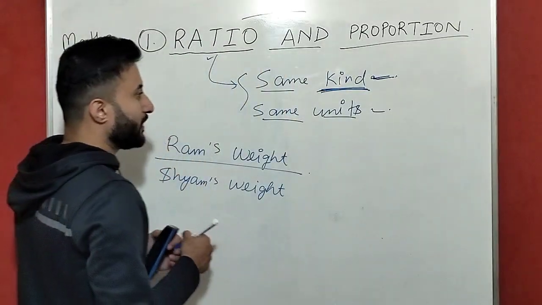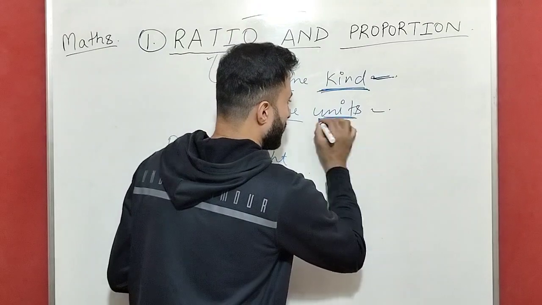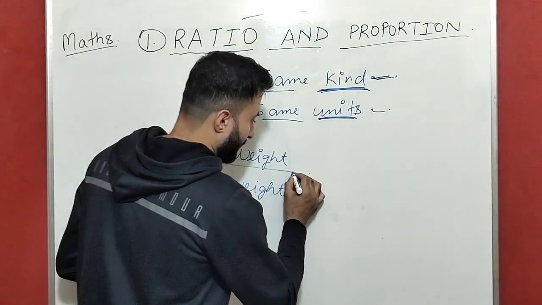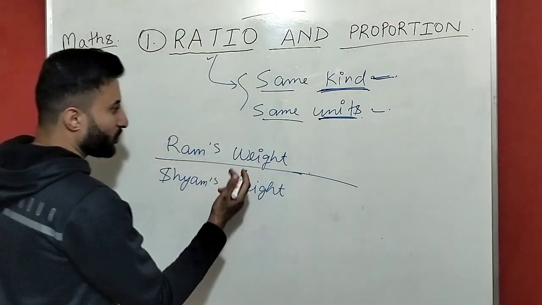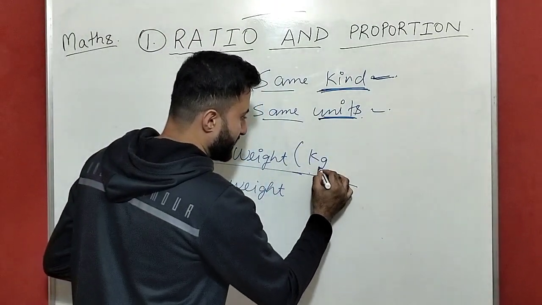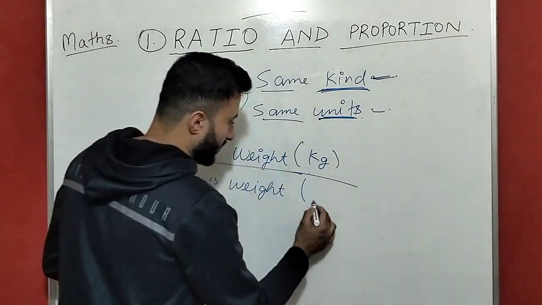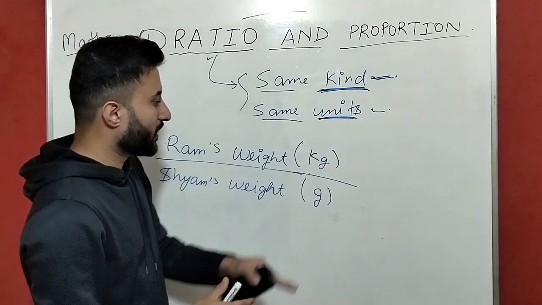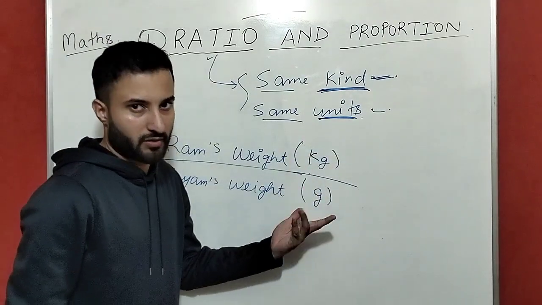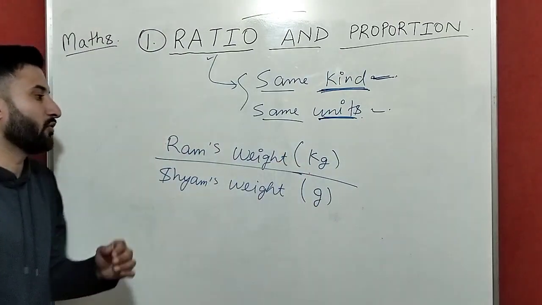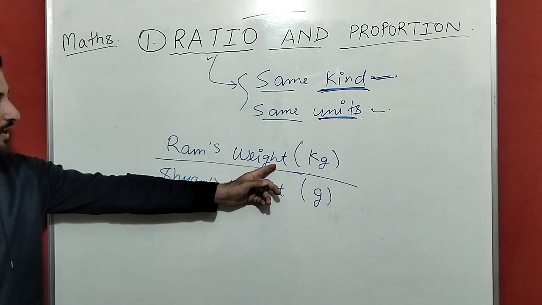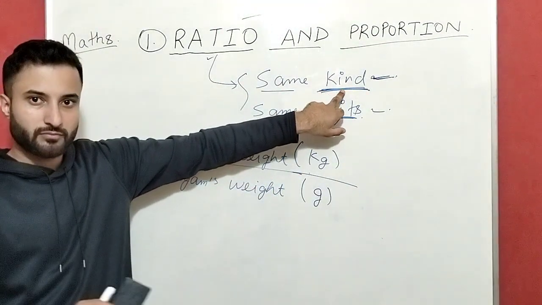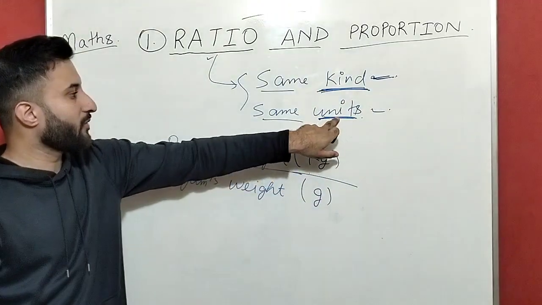Now the next thing is the unit. What are same units? Same units means the same SI unit. Suppose I take Ram's weight in kg and Shyam's weight in gram, it is not possible, because the unit is nothing but this, the SI unit. So if I compare Ram's weight and Shyam's weight, both are of the same kind. That's over. Now, same unit.